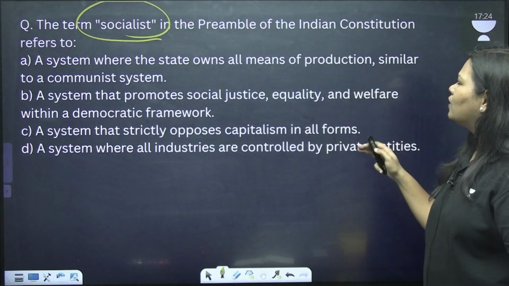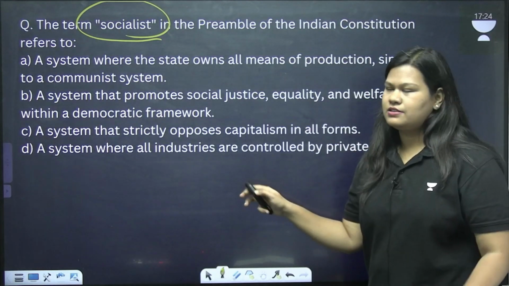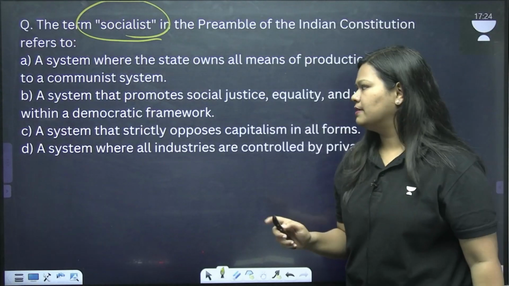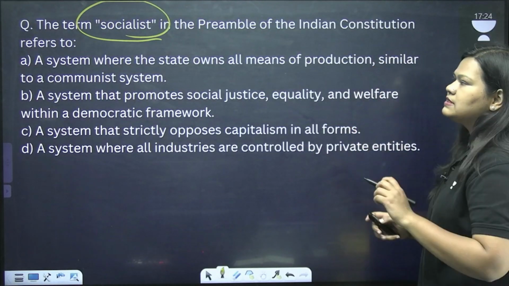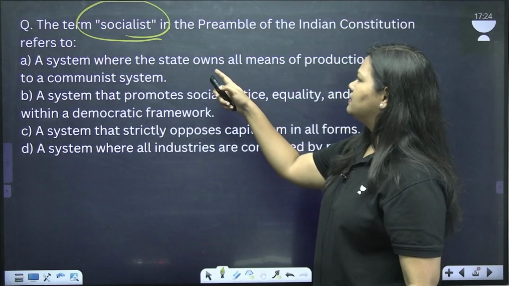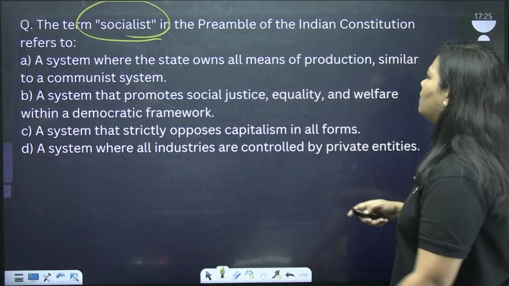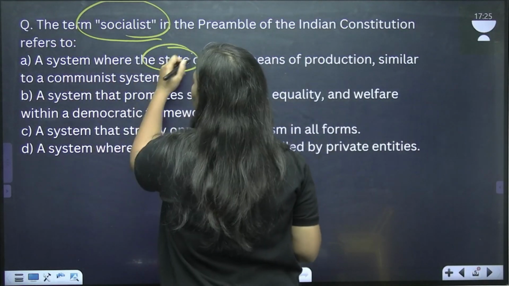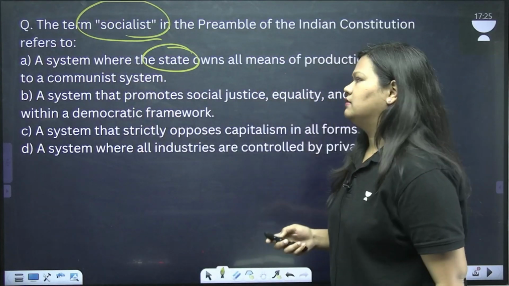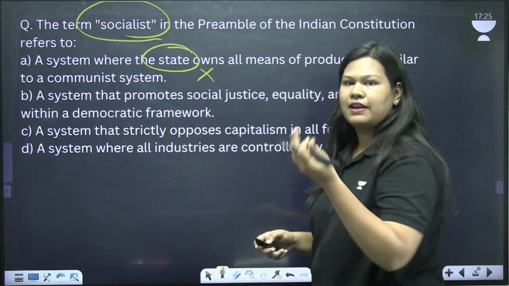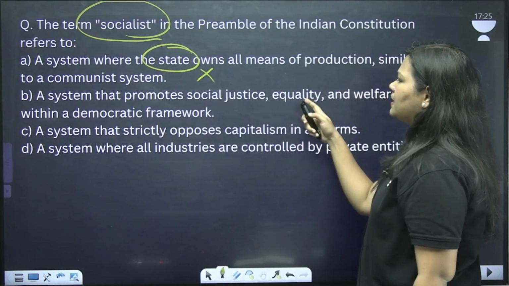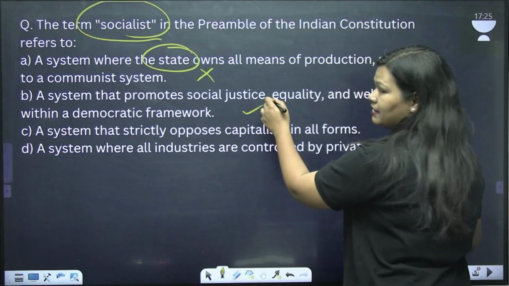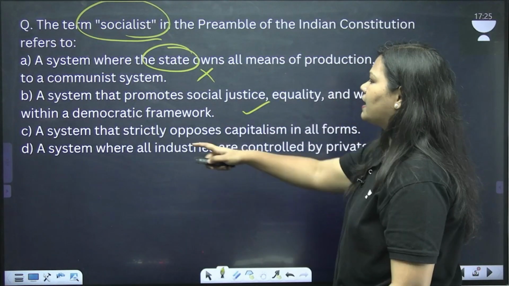Now, out of these four options, this is a pretty easy question because you need to identify the term socialist as per the Indian Constitution. You can see the options are at the extreme end, because India is not a state where all means of production are owned by the government or the state. This is not correct. We have private properties. A system that promotes social justice, equality and welfare within a democratic framework. This statement is correct. This is what socialism actually is.